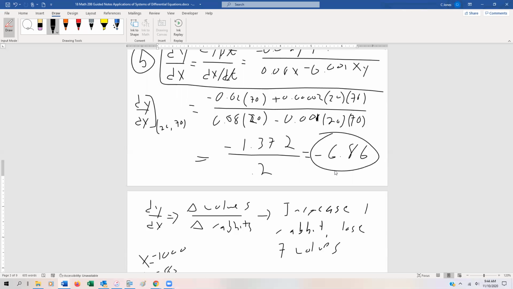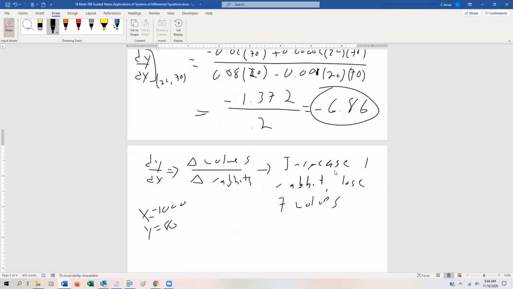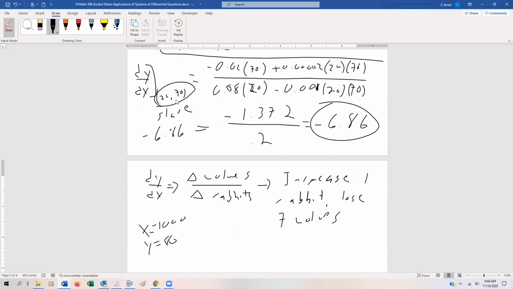And of course, what this means also is at the point (20, 70), the slope of our direction field is going to be negative 6.86. And from there, what we can do is create something called a phase plane. That's part C. And if you really wanted to, you could go by hand and do a whole bunch of these. But it's a little bit easier for us to use technology. So I'm going to show you how to use technology to get a phase plane and what we're specifically looking for.